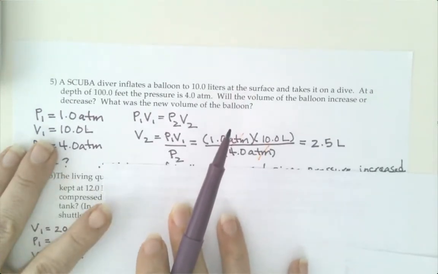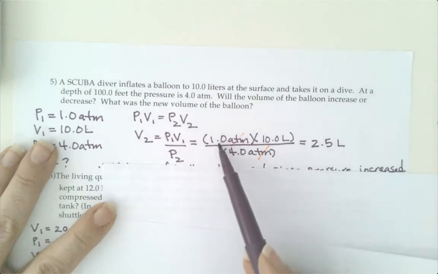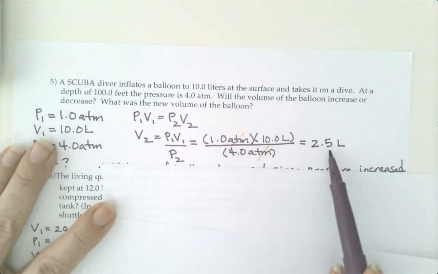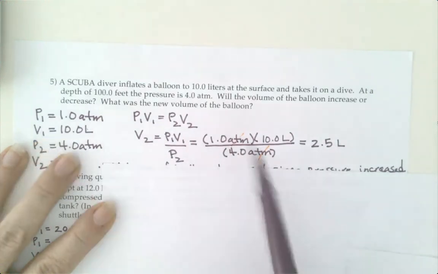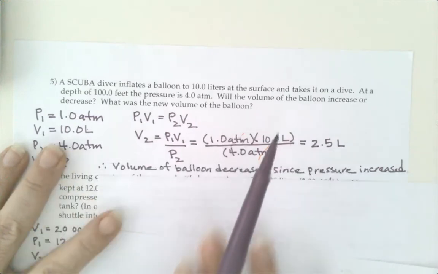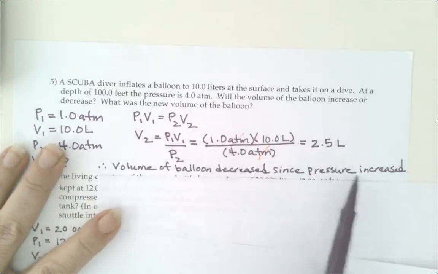Rearranging, solving for V2: 1 atmosphere times 10 liters divided by 4 atmospheres gives you 2.5 liters. So the volume, in fact, did go down. I do need to answer the question. So the volume of the balloon decreased since the pressure increased.